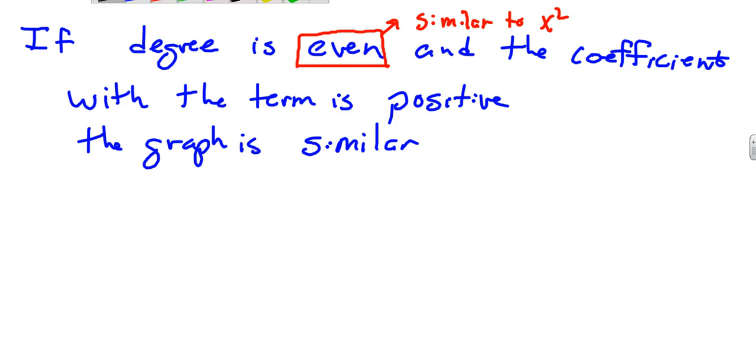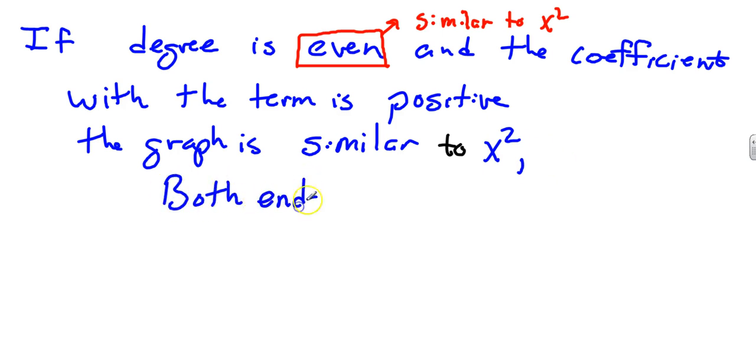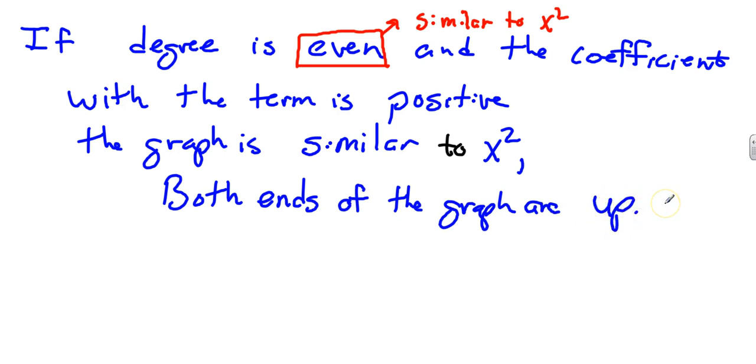So if the graph is similar to x squared, both ends of the graph are up. Okay, so if it's even and it's positive, then both ends are going to be up.